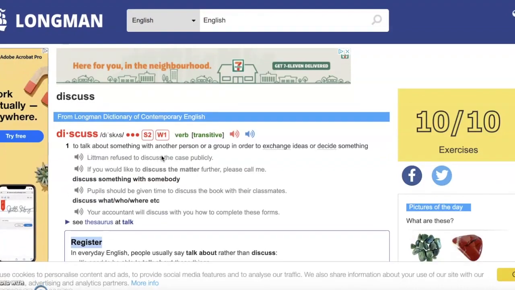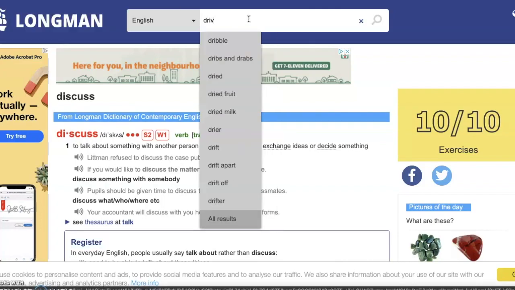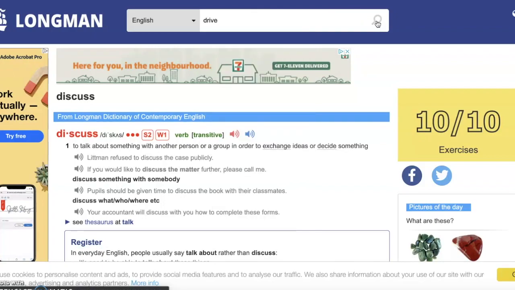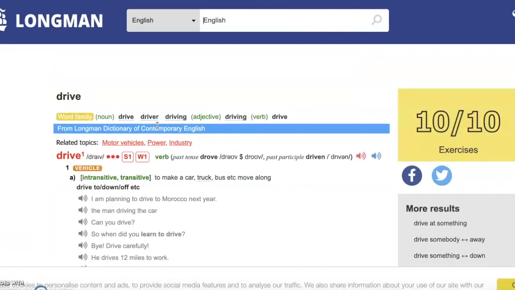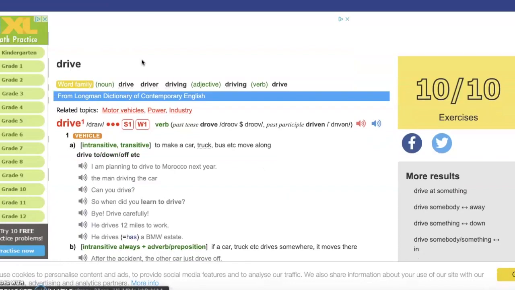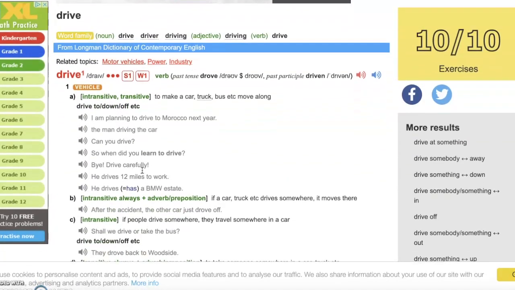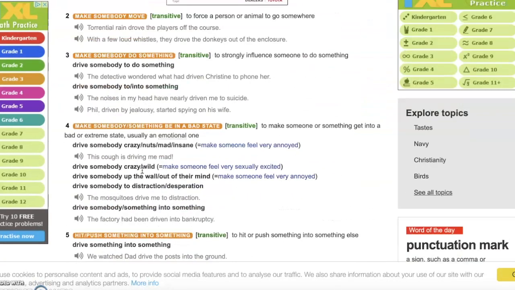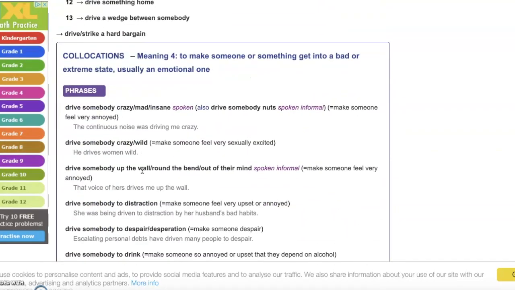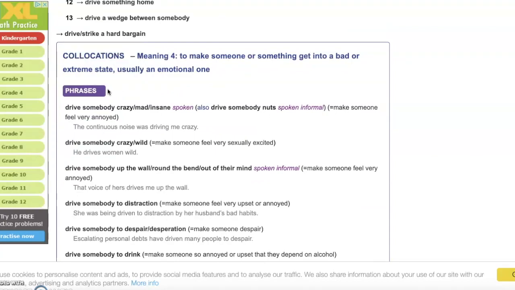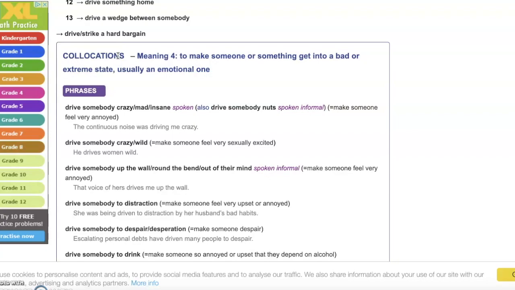Another feature is the built-in collocations. Let me show you. I'm going to look up the word drive. Now, in addition to all of the other pieces of information that we've discussed so far, we have a box that shows collocations. So we have some phrases or words that are commonly used with the word drive.